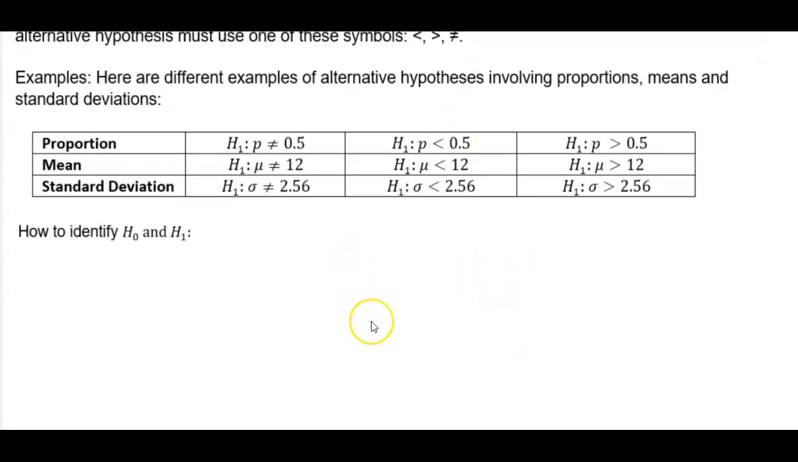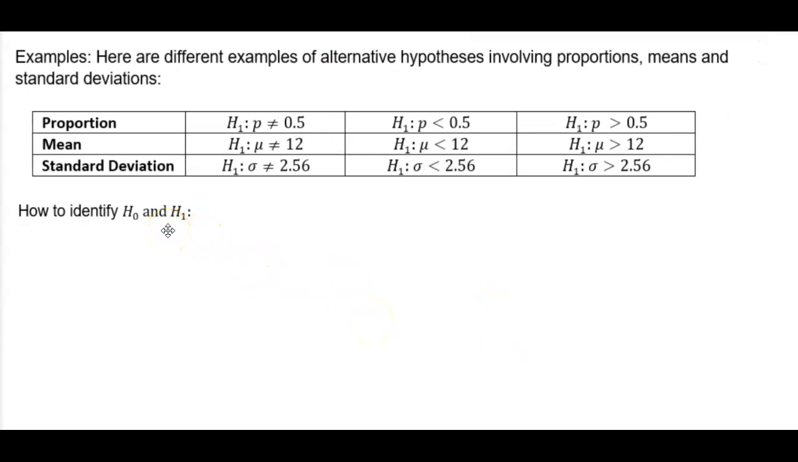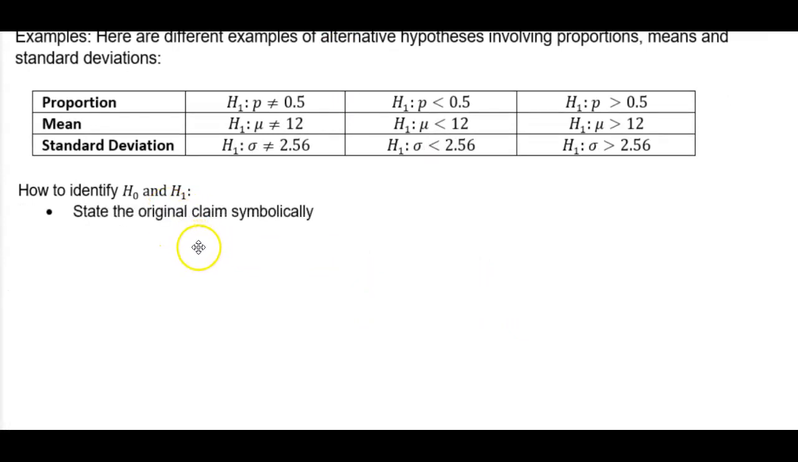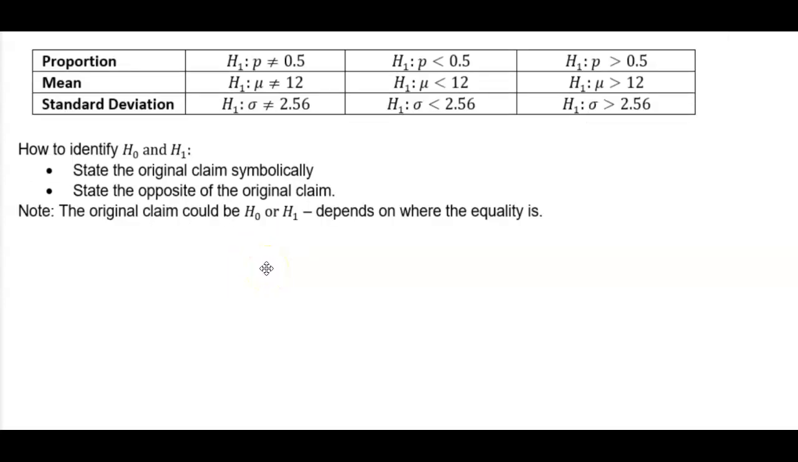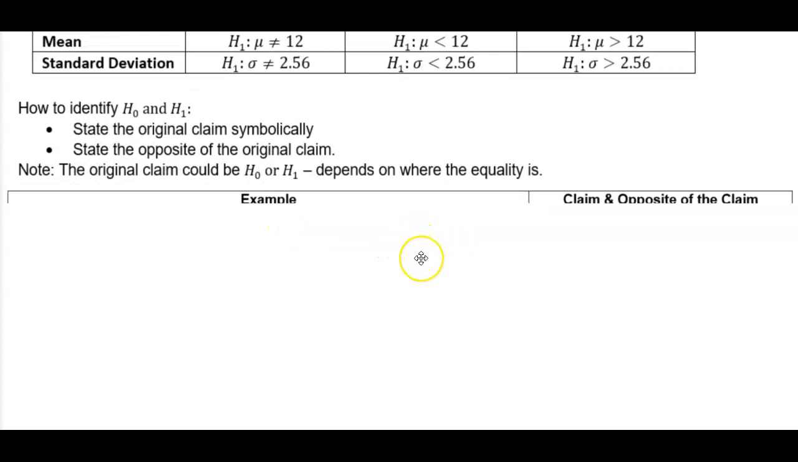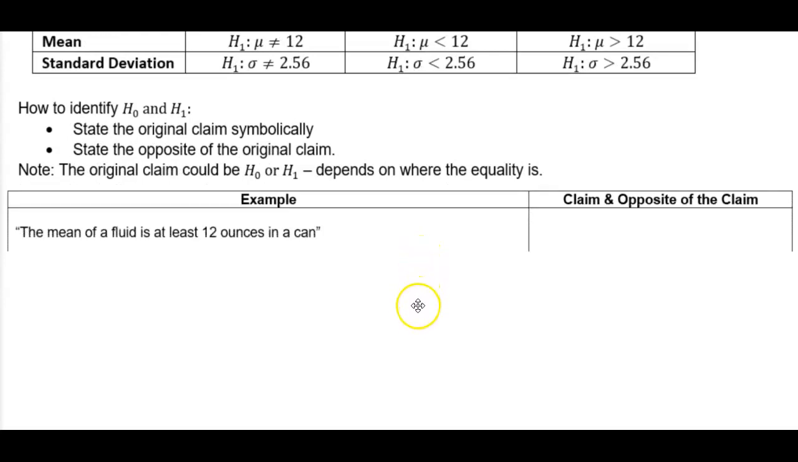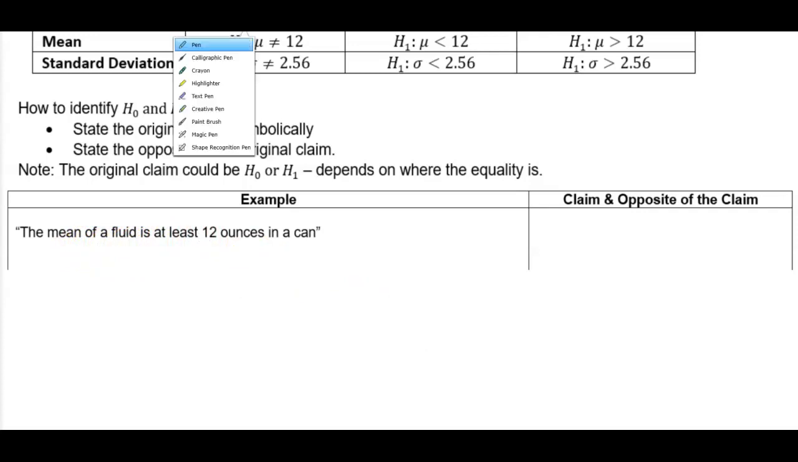Okay, so now how do we identify the null and the alternative hypothesis? Well, first we want to state the original claim symbolically, and then we're going to state the opposite of the original claim. Now, the original claim could be the null or the alternative. It just depends on where the equality is. So let's take a look at one example here. It says the mean of a fluid is at least 12 ounces in a can. So we need to take a look at that "at least." The "at least" is what's important here when we see that, at least 12.